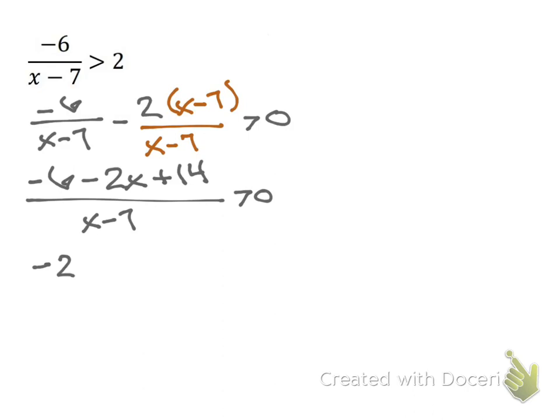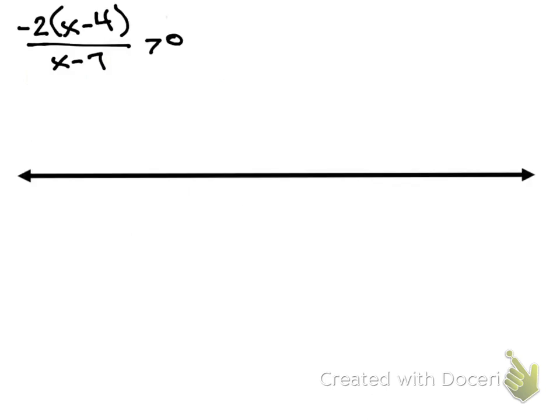Then we would have -2x plus 8 over x minus 7 greater than 0. And then if you factor out the -2, we're going to end up with what? -2 times x minus 4 over x minus 7. There we go. First, looking at the restriction on the denominator, x cannot be +7. In the numerator, looking at the zeros, the 0 we would have is x equals +4.